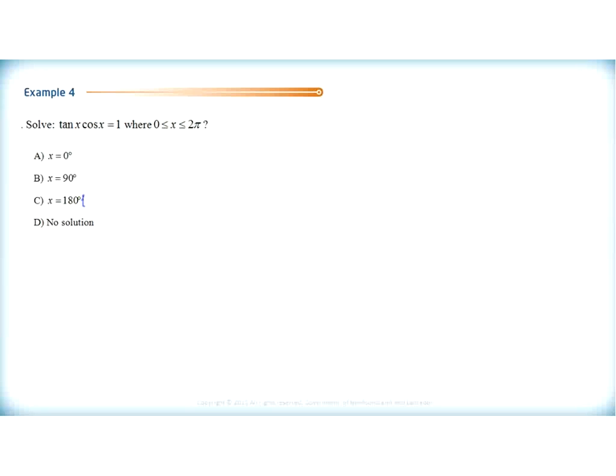Here's an example here. Solve tan x times cosine x equals 1 between 0 and 2 pi. This little squiggly line shouldn't be there, so let's get rid of that for a minute. So our possible solutions are 0, 90, 180, and no solution. Why don't you pause the recording at this point and try this question on your own before I actually do it.